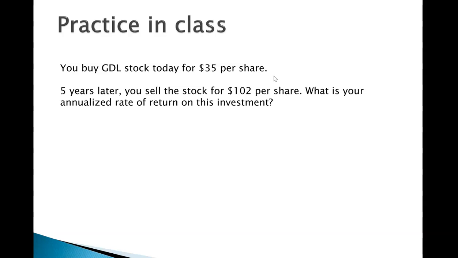Okay, and then here's a rate of return problem. At the beginning you invested $35 into this stock. 5 years later you sold the stock for $102. What's your annualized rate of return? So remember, this one we're solving for R in our lump sum formula. And if you do that math, the future value is 102, the present value is 35, the time is 5, so it's to the 1/5 power. If you go through that math, you'll end up with 23.85%.